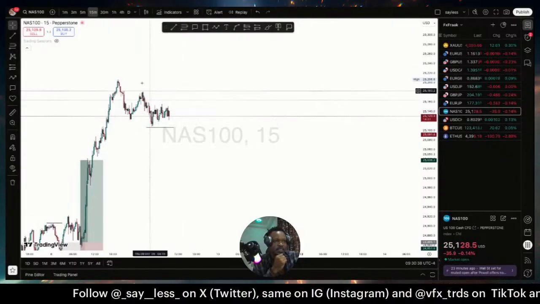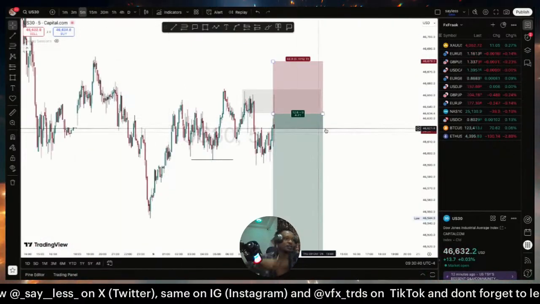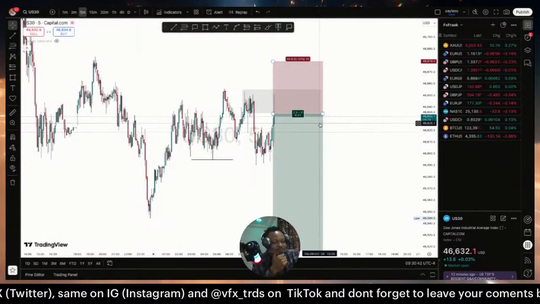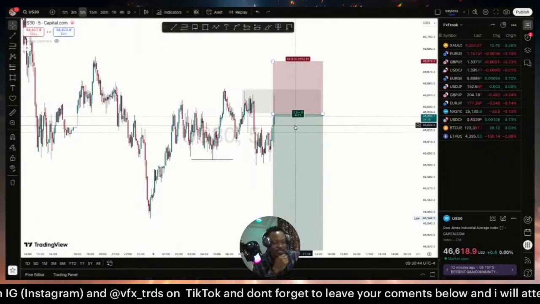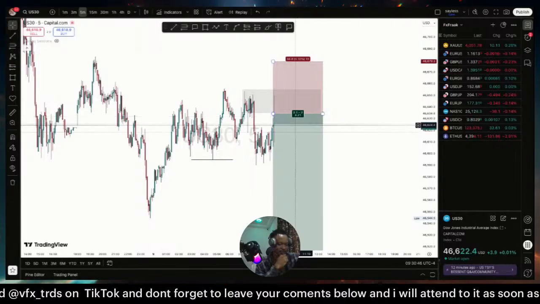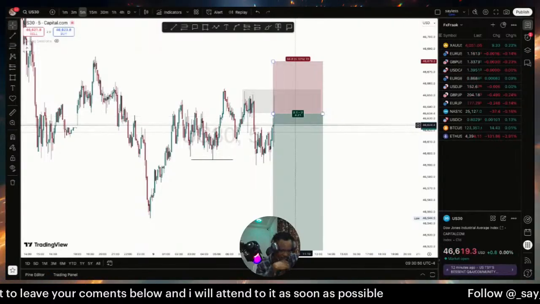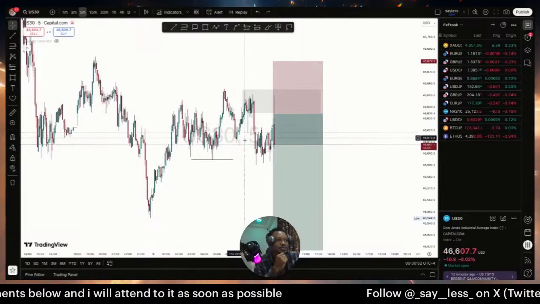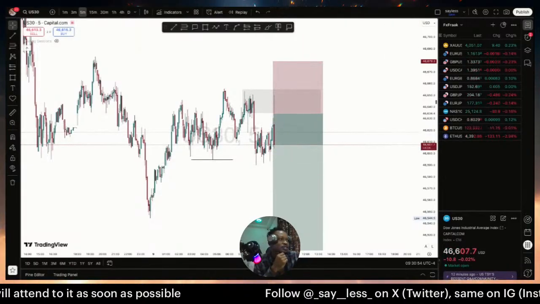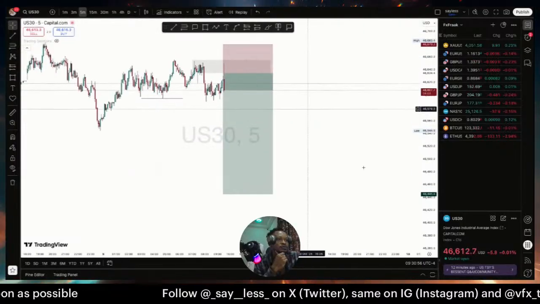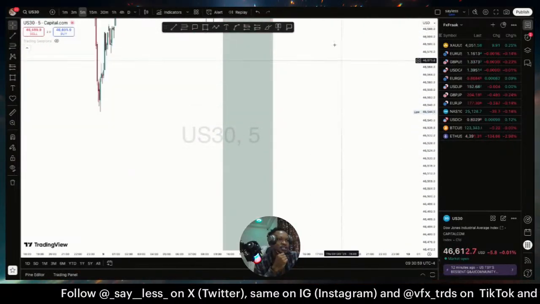So US 30, this is the one I'm in right now. I'm currently looking at break even or profit, but as you can see, it's just playing around there. So if you want to take the trade, what pair? This is US 30. I keep saying it. So this is US 30. I'm currently in a sell.